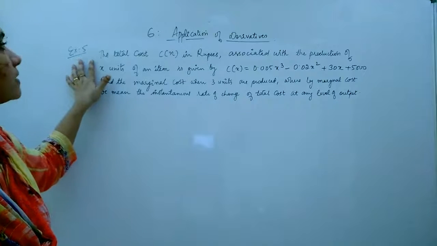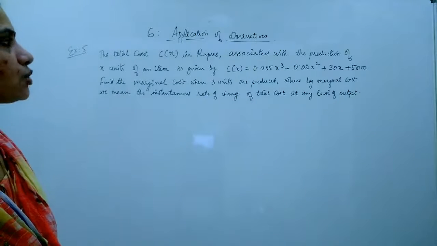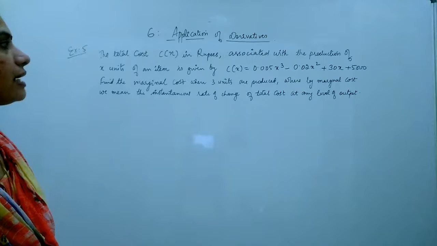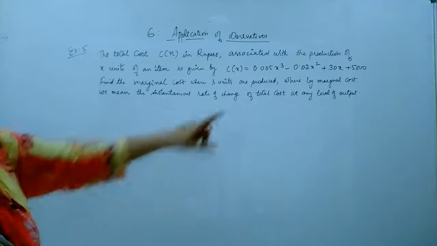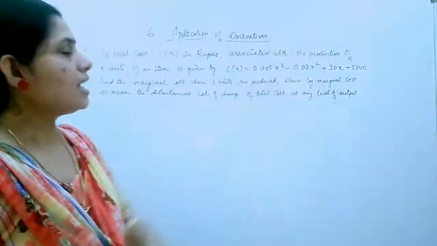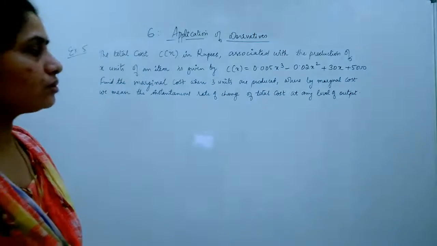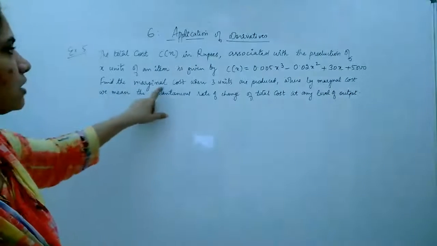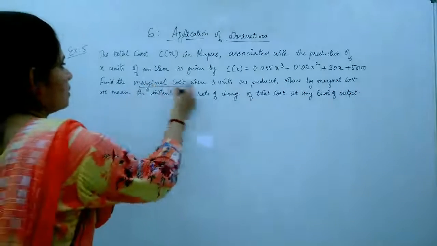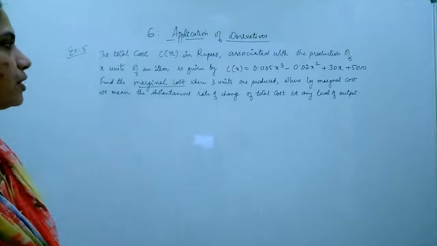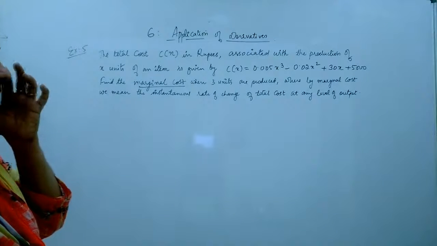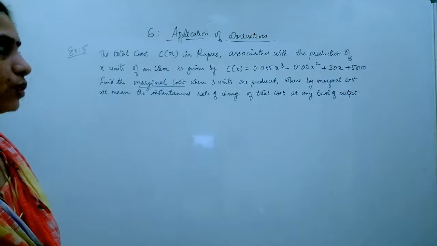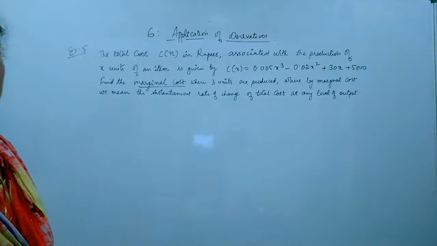Example number 5: the total cost C of x in rupees associated with the production of x units of an item is given by C of x is equal to 0.005 x cube minus 0.02 x square plus 30x plus 5000. Find the marginal cost when 3 units are produced, where by marginal cost we mean the instantaneous rate of change of total cost at any level of output.